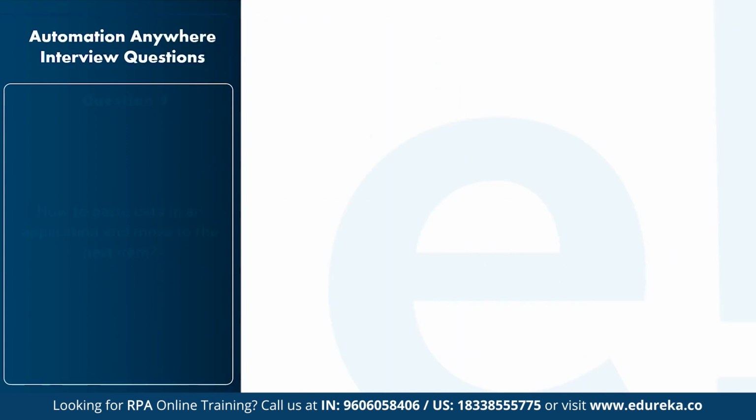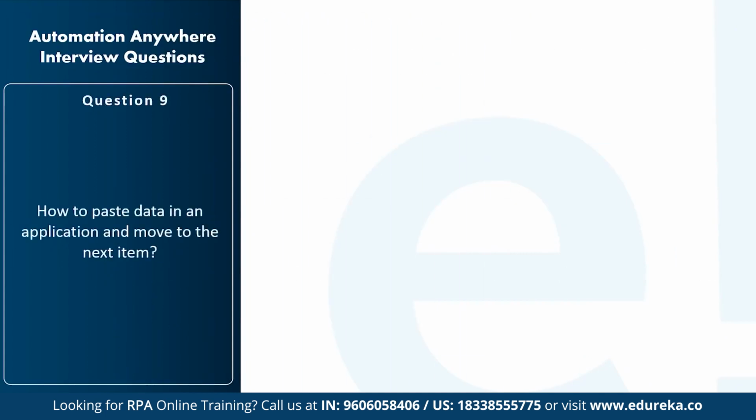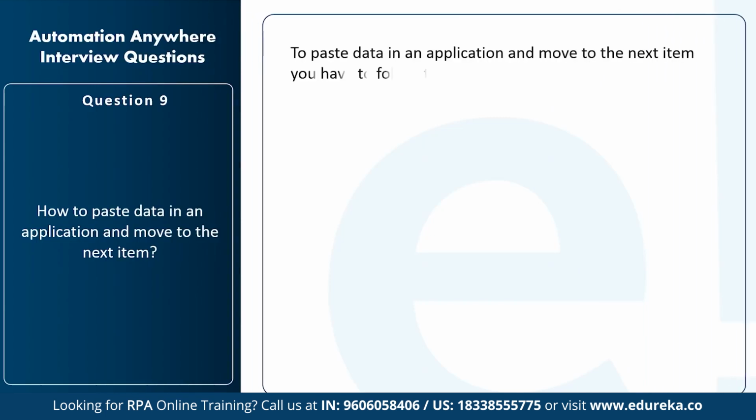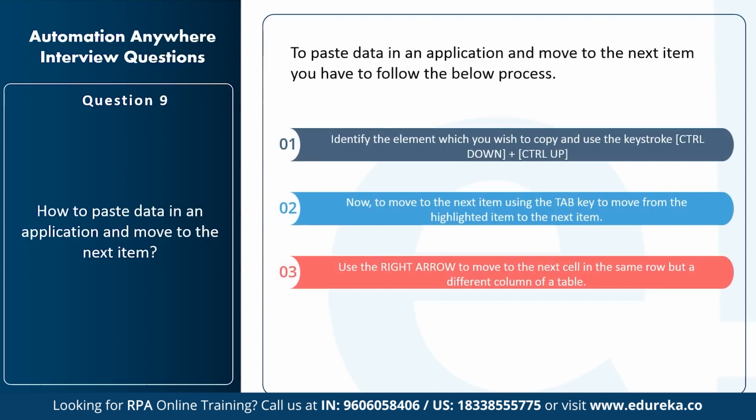Now moving on to the next question, that is how to paste data in an application and move to the next item. Well, to paste data in an application and move to the next item, you have to follow the process that is mentioned on the screen. That is, first is to identify an element which you wish to copy and use the keystroke, that is Control down plus Control up. Then after that, you have to move to the next item using the tab key to move from the highlighted item to the next item.